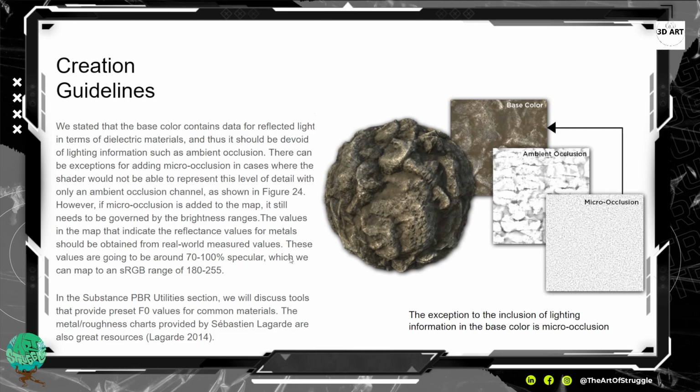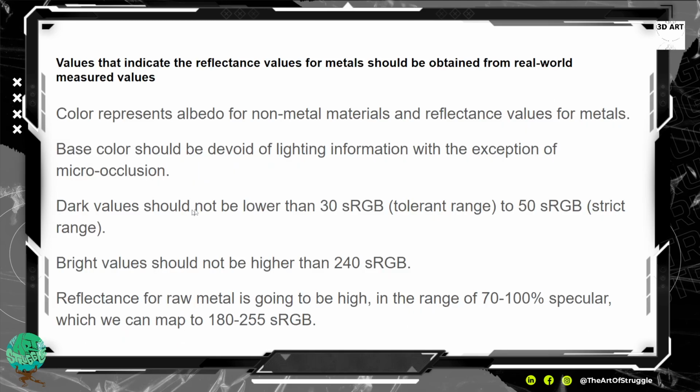He posted these in like 2014. I think I should have a copy of it somewhere that I can send out. So values that indicate the reflectance values for metals should be obtained from real-world measured values. Color represents albedo for non-metal materials and reflectance values for metals. Base color should be devoid of lighting information with the exception of micro-occlusion, and even those should be governed by the lighting principles that we've discussed.